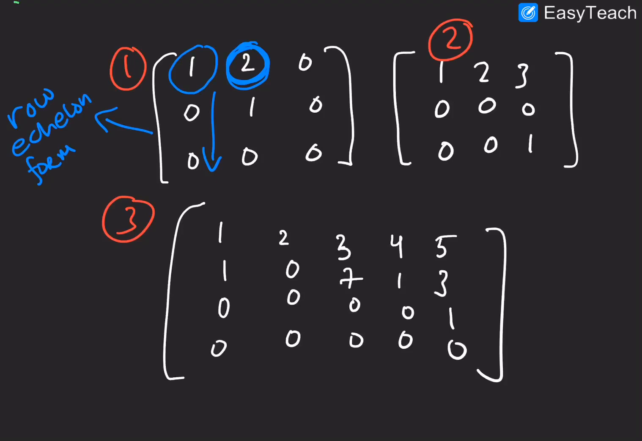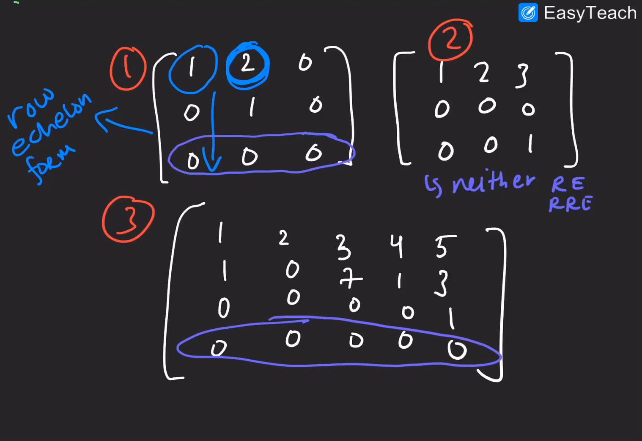Number 2, surprisingly enough, is neither. It's neither row echelon nor reduced row echelon form. Why? Because, let me just point out something in all the other examples. The row at the bottom is all 0, 0, 0, 0 across, right? But for problem number 2, it's not all 0, 0, 0. It's 0, 0, 1. So it's not in either form.